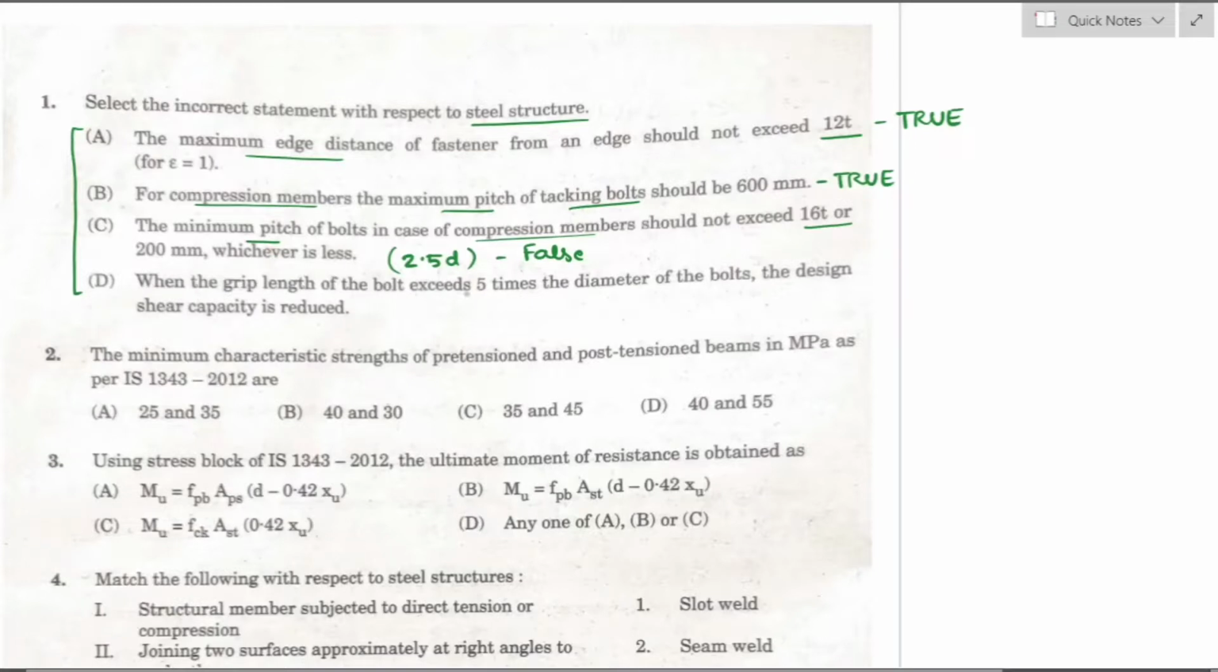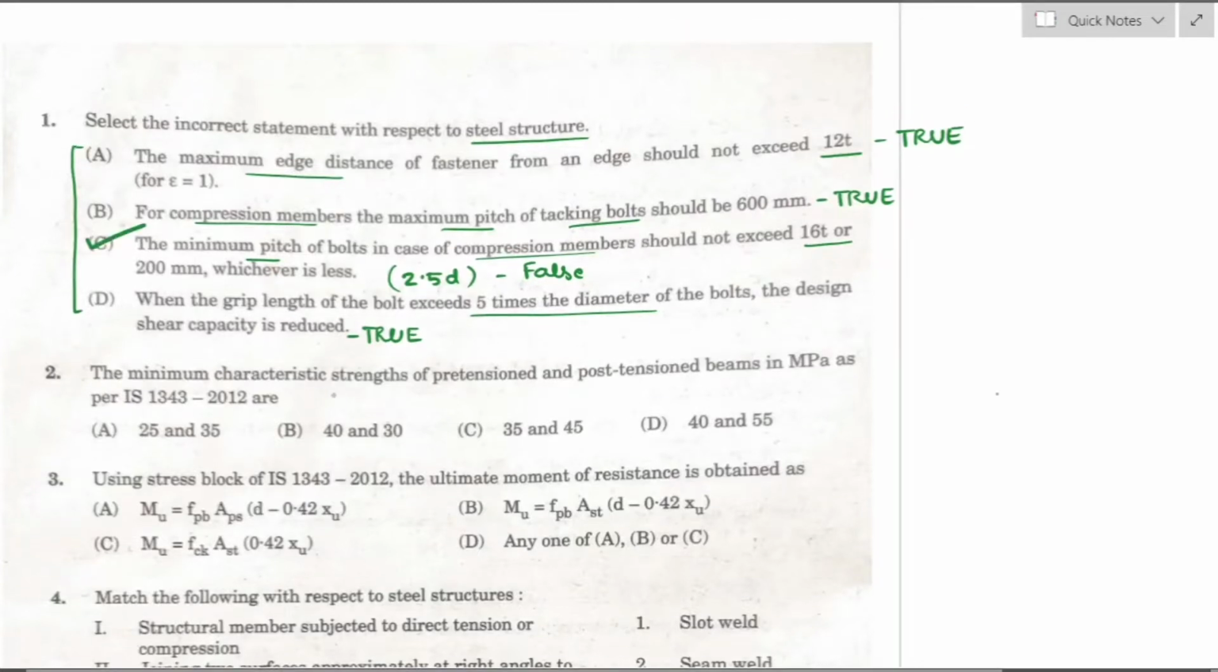Option D. When the grip length of the bolt exceeds 5 times the diameter of the bolts, then the design shear capacity is reduced. So this statement is also true. Whenever the grip length of the bolt exceeds 5 times, the design shear capacity will be reduced. Question number 2. The minimum characteristic strength of pre-tension and post-tension beams in megapascal as per IS 1343-2012 are.